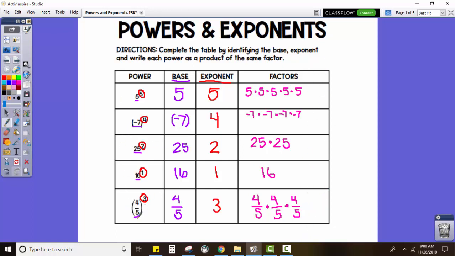Also, when I say the bigger number, I don't mean the number that has the larger value. I mean the number that's written bigger. So notice these numbers are written bigger, and the exponent is written a little bit above, up to the right, as a smaller number. So the bigger number is just because it's written bigger, not because it has a bigger value.